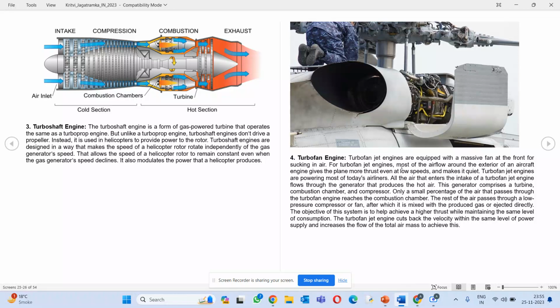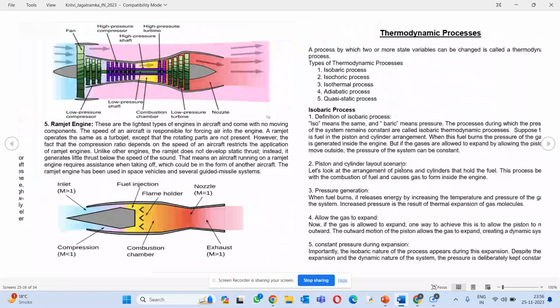These engines represent a remarkable evolution in jet engine technology. Unlike turbojets, turbofans incorporate a bypass mechanism allowing a significant portion of the incoming air to bypass the combustion chamber. This bypass air contributes not only to the thrust but also enhances fuel efficiency. This design is a hallmark of modern commercial aviation, offering quieter operation and improved fuel economy.